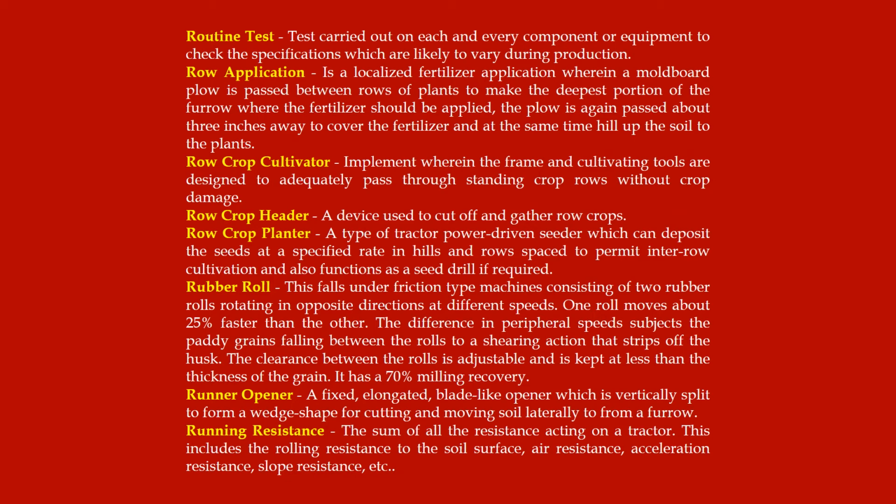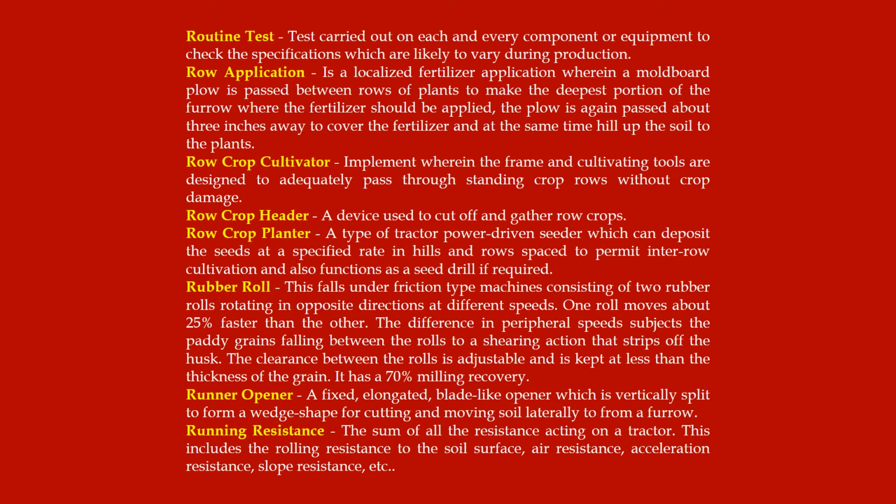Routine test. A test carried out on each and every component or equipment to check the specifications which are likely to vary during production. Row application is a localized fertilizer application wherein a moldboard plow is passed between rows of plants to make the deepest portion of the furrow where the fertilizer should be applied. The plow is again passed about 3 inches away to cover the fertilizer and at the same time hill up the soil to the plants.